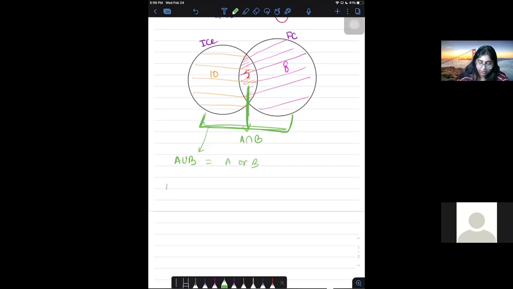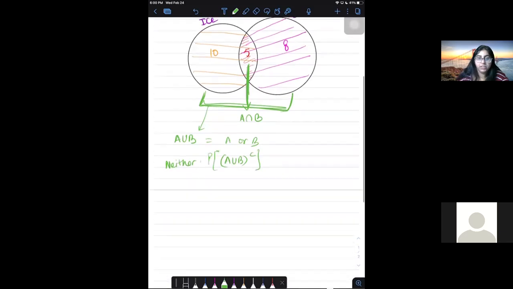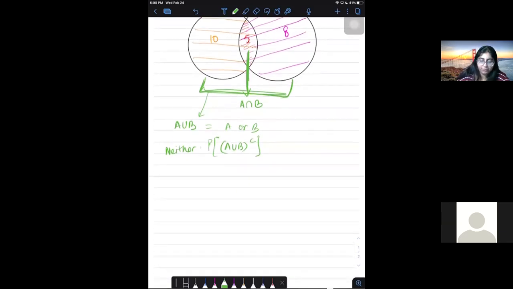We want to find neither. So that should be the A union B complement. But technically we want to find the probability, but that's another technicality. Does that make sense what we want to find? Yeah, okay, makes sense. Perfect. Thank you, Justin, for helping us out.